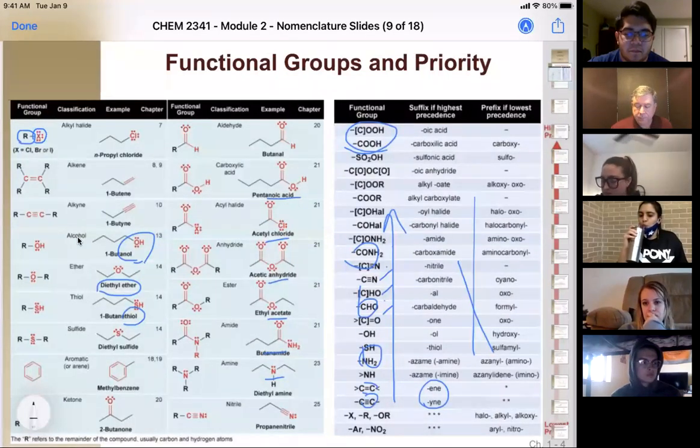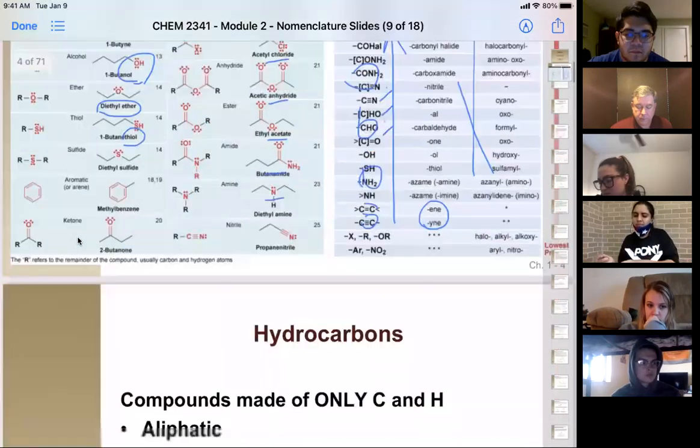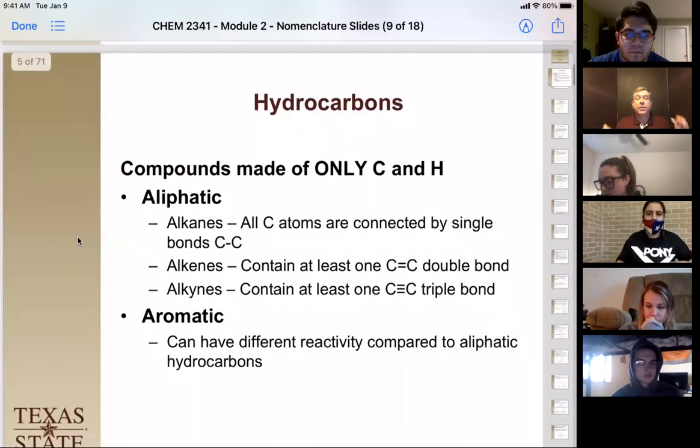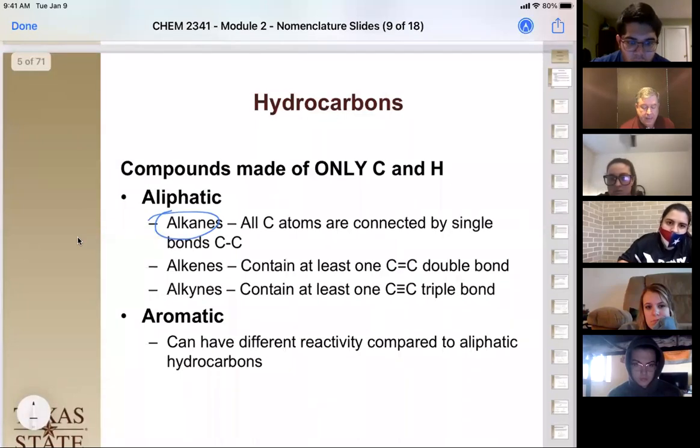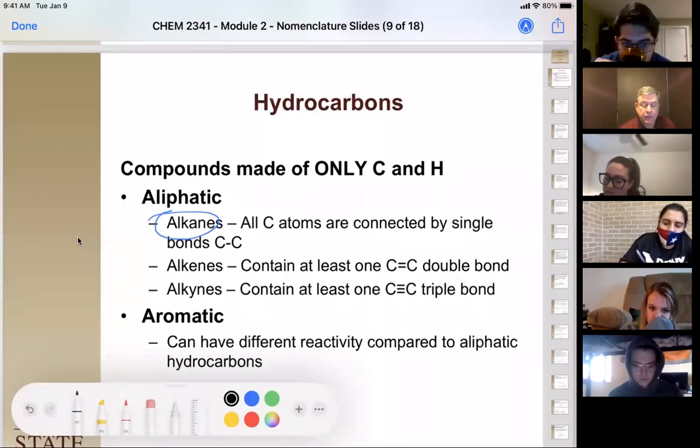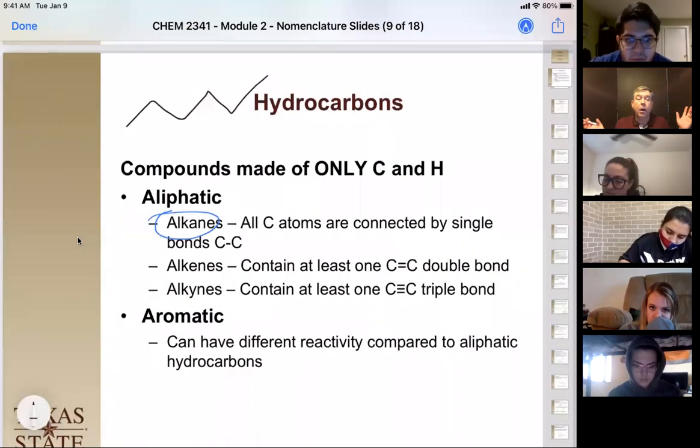Okay, so let's move on to hydrocarbons. All right, so this is where we're going to start. These are the simplest organic compounds. These compounds only contain carbon and hydrogen. So if there are only carbon-carbon single bonds and carbon-hydrogen bonds in the compound, we call that an alkane. And when we look at our stick structure, they're going to look like this, where all the lines are the bonds between two carbons, and the hydrogens are assumed.